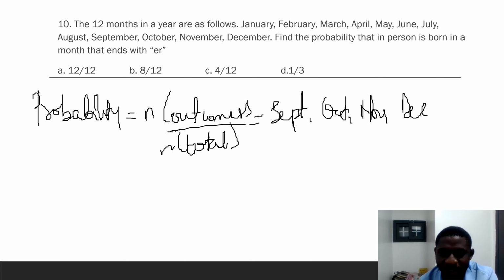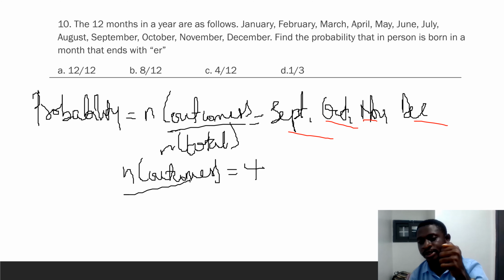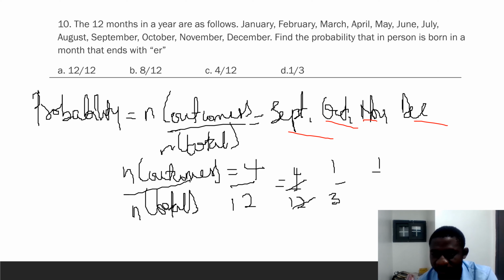Now, what is the number of outcomes? When we number them, we have 1, 2, 3, and 4. So, we can say that the N of outcomes is equal to what? 4. Now, N of total is the N of what? All the months in the year. So we have January, February, March, April, May, June, July, August, September, October, November, and then December. So 12. So the N of the total months is what? 12. So we have 4 on 12, which we can simplify. 4 goes into 4 once, 4 goes into 12 three times. So we can have our final answer as 1 on 3, because there isn't a number that can divide both 1 and 3.